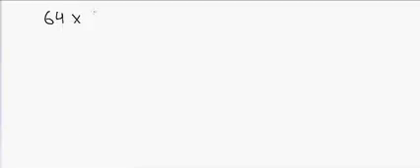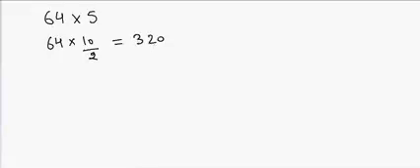Hi everyone, in this video we'll talk about another math trick which can be used for faster calculation. For example, if we have to multiply 64 and 5, another way to write this is 64 into 10 by 2, and a lot of times we cannot think of that for the calculation. So in that case it is very easy. Half of 64 is 32, so the answer is 32 and a 0, so it's 320.